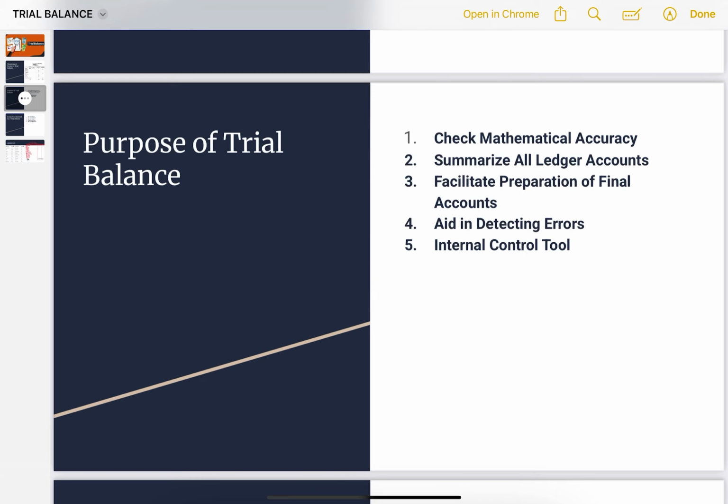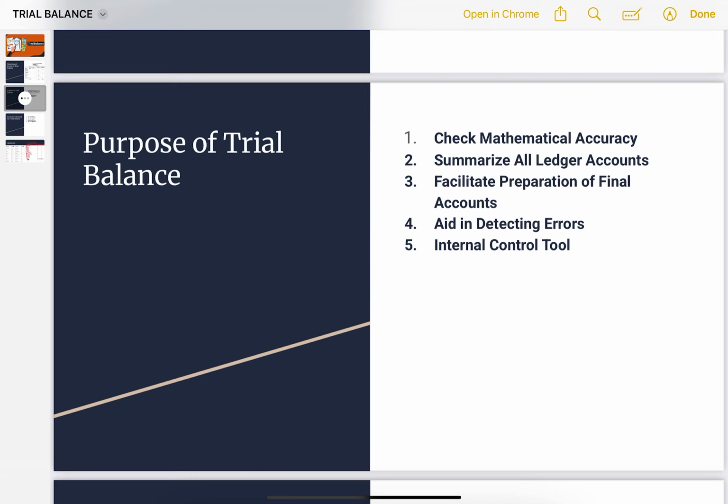Fourthly, it acts as an aid in detecting errors. Some errors like one-sided entries or unequal amounts are revealed if the trial balance does not balance. However, it cannot detect all types of frauds or errors, for example, error of omission and error of principle.